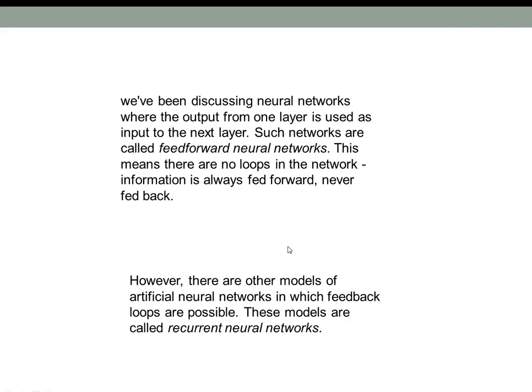Okay, we've been discussing neural networks where the output from one layer is used as input to the next layer. Such networks are called feed-forward neural networks. This means that there are no loops in the network, and information is always fed forward, never fed back. So I'm just bringing this up as a term so that you've heard it. They talk about it as feed-forward, which means that there's no back loop. So the input from here goes to here, and then doesn't circle back in some kind of loop. So people are doing research in those kinds of loops, but they're not as popular now, at least not now. However, there are other models of artificial neural networks in which feedback loops are possible. These models are called recurrent neural networks. Okay, but we won't study those.